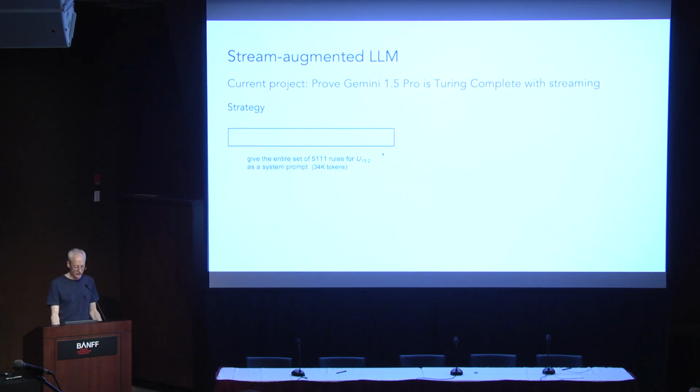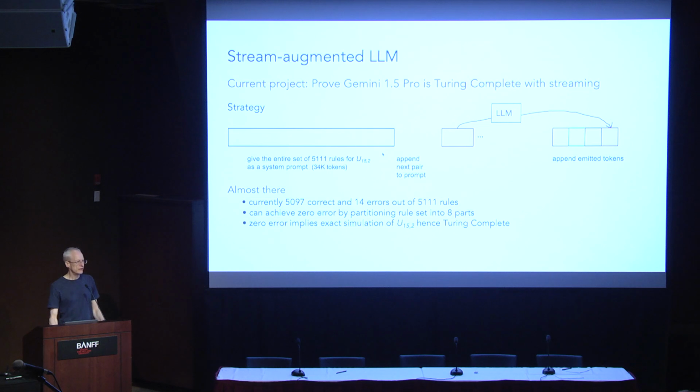Maybe just to share the strategy. We're taking the entire rule set and feeding it into the model as the context, and then we append the current pair of symbols that it should read from the input. The model will respond with some output. We'll append those to the end, and then we'll shift the pair one step over on the input, keep the same large system prompt, and slide this small window through the input string. It boils down to this: if the model makes the exact correct response to each of the 5,111 rules, this would be the end of the proof. It would exactly implement a universal Turing machine.